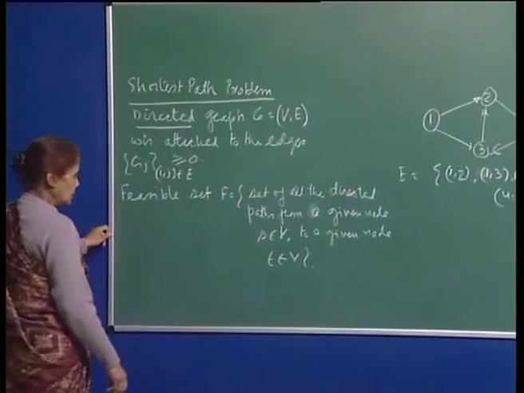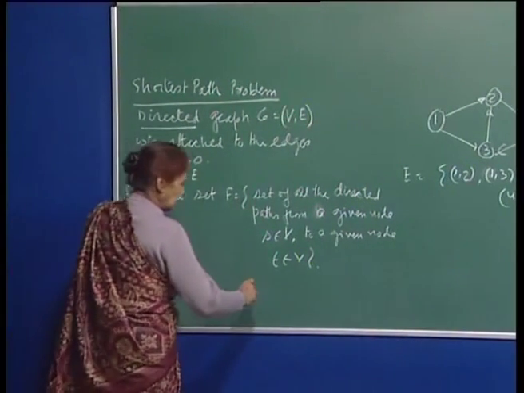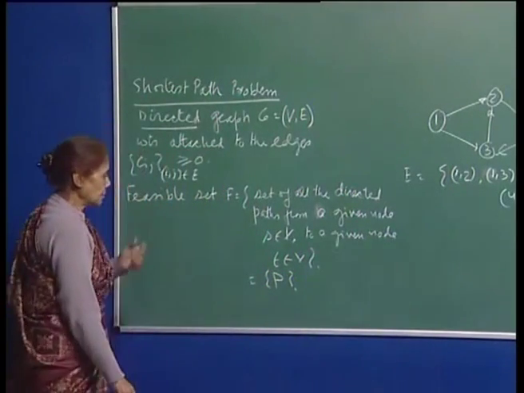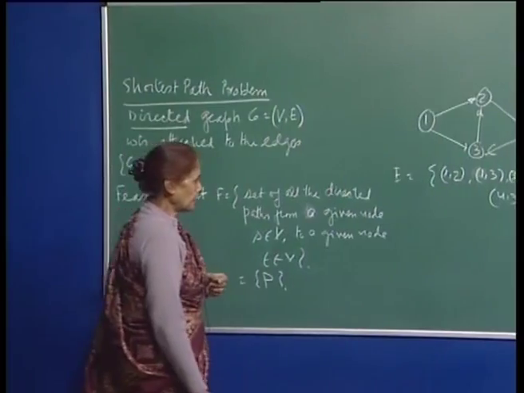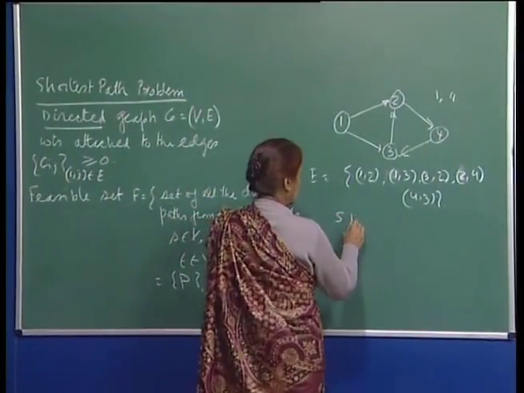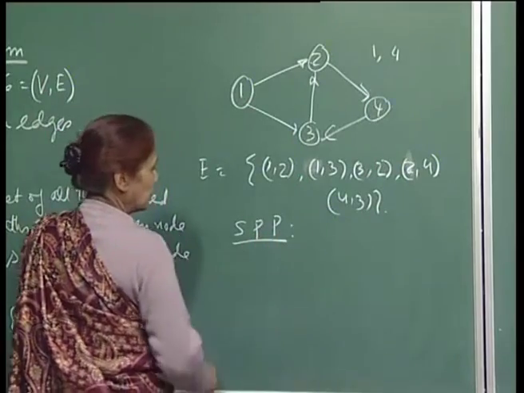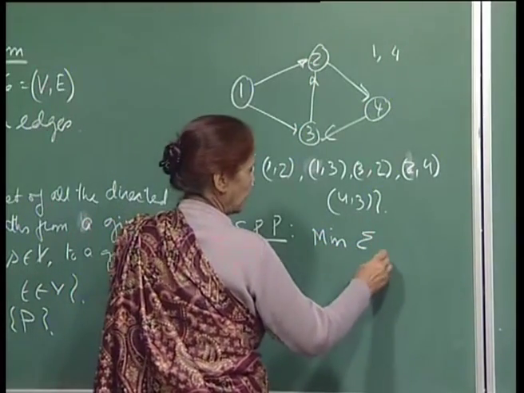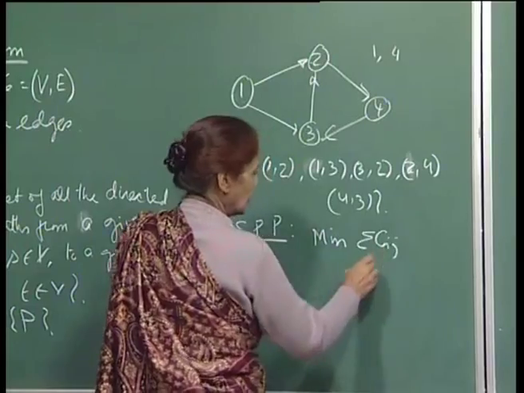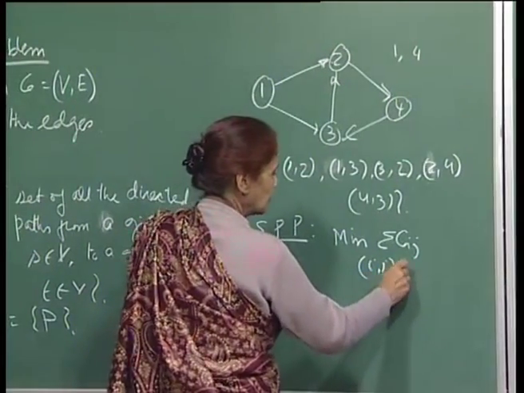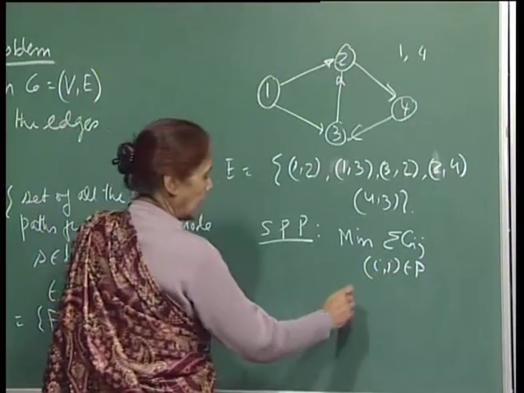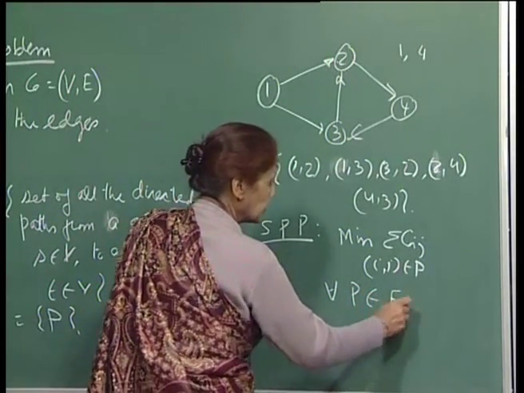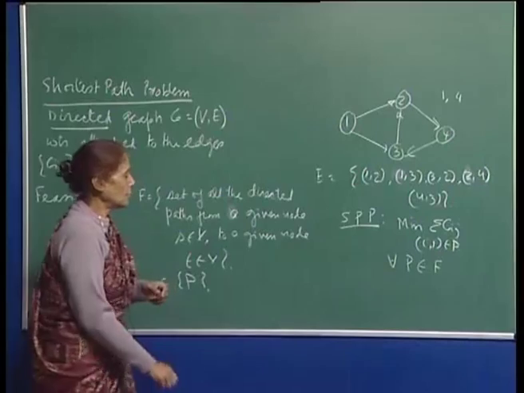Now, I can also denote this as P, all paths. Then what is your problem? The shortest path problem is: minimize the summation of Cij, where ij belongs to P, for all P belonging to F. This would be a concise formulation of the problem.